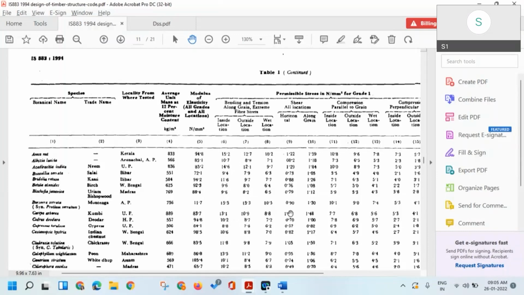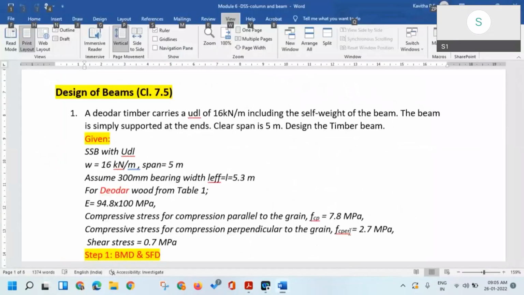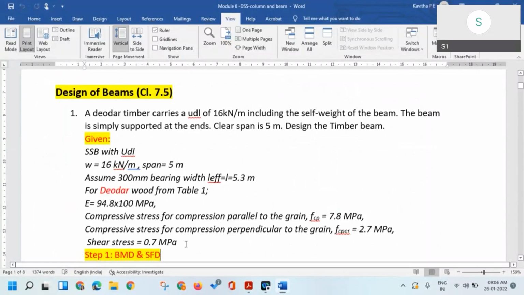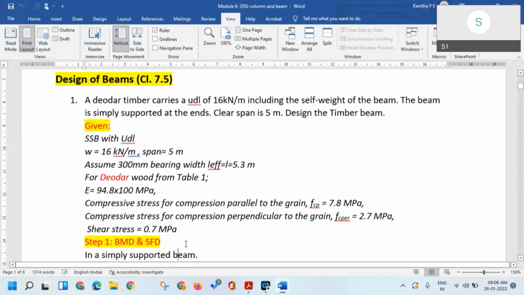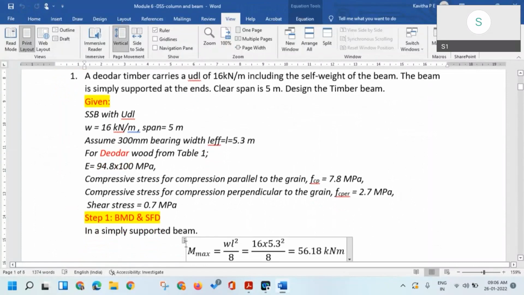The shear stress value is 0.7 Newton per mm square, and compression perpendicular to the grain, which is required for the bearing, is 2.7 Newton per mm square. So all those values can be just written down for future reference. Now we shall move on to the design procedure.